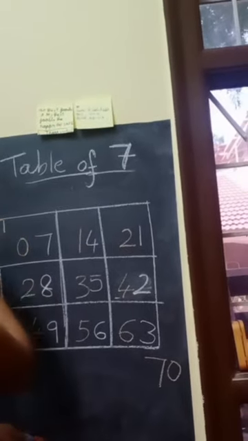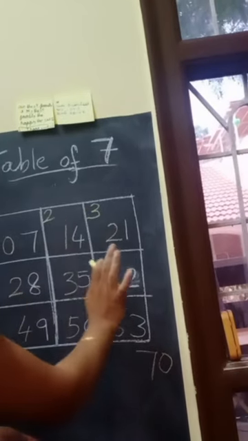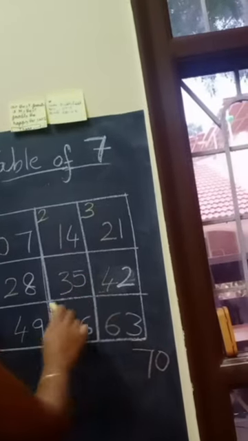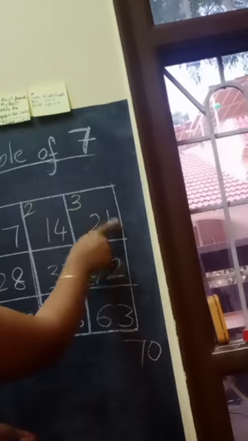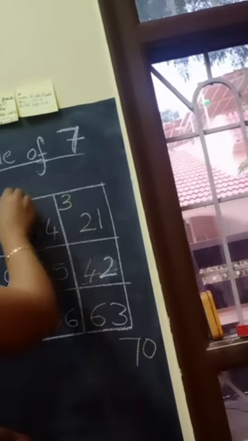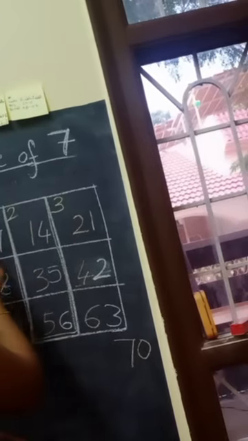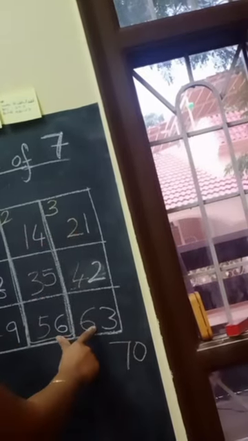7 1s are 7. 7 2s are 14. 7 3s are 21. So remember, I am just revising this again. We will write 9 8 7 6 5 4 3 2 1. After which we will write a 0 1. This row will have only one repetition of the number: 0, 1, 2, 2, 3, 4, 4, 5, 6.